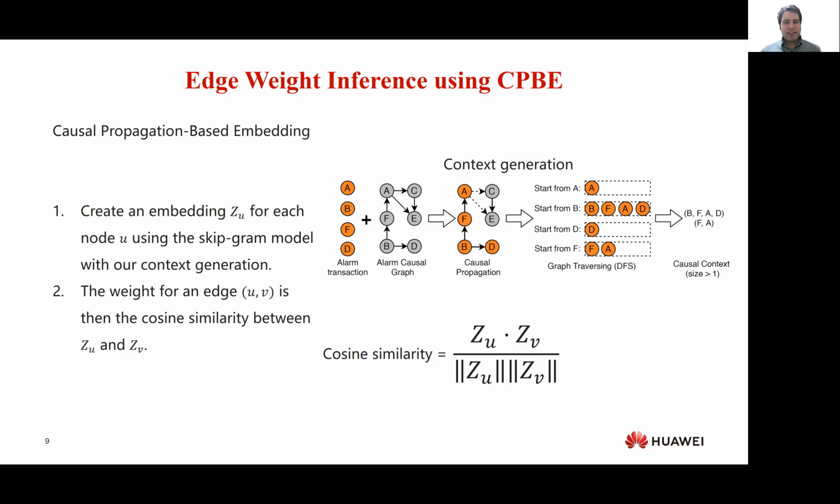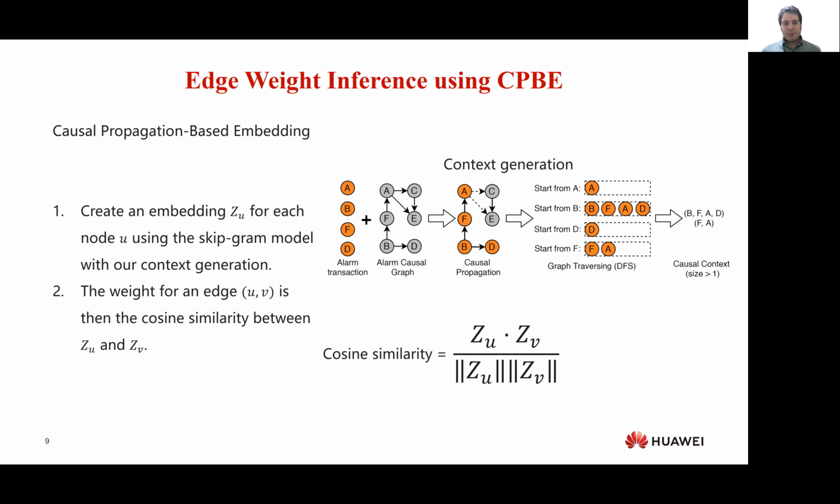So first we create an embedding for each node using the skip-gram model with our causal context generation process. The input to this process are the alarm transactions and the learned causal graph as shown in the picture. And then for each alarm transaction, we remove any nodes from the graph where the alarm is not present, as shown in gray. Then we traverse the graph starting from each remaining node to create a context. Here we can use any graph traversal technique, for example, random walk or depth-first search.